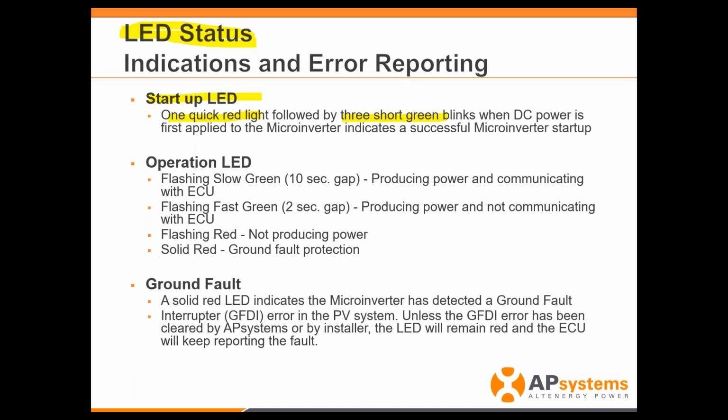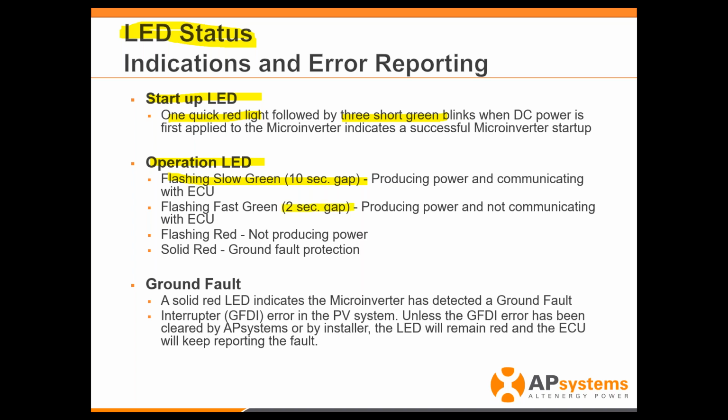Everything is correct, everything's communicating, and now what's important to recognize is that the ZigBee chip on that device is now energized and is chirping. It's chirping, it can listen to the ECU. As far as the operation is concerned, if everything is good and producing power, you're going to get flashing green for 10 seconds, which means you're producing power and communicating with the ECU. So it means you've got good communication between the gateway and the inverters.